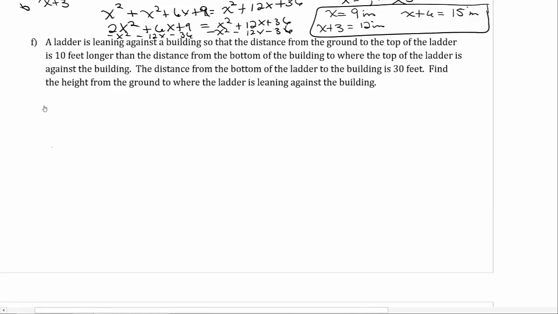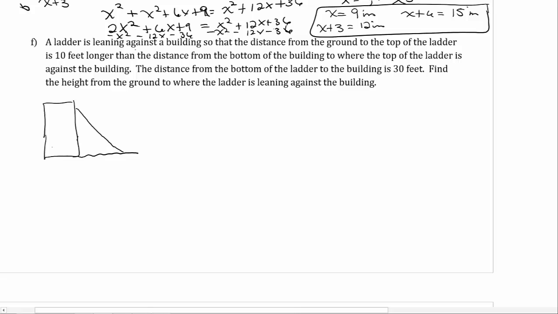Of a building that has a ladder leaning up against it. And let's just read through this whole thing. It's fairly wordy, so we're just going to take a little bit of time here.